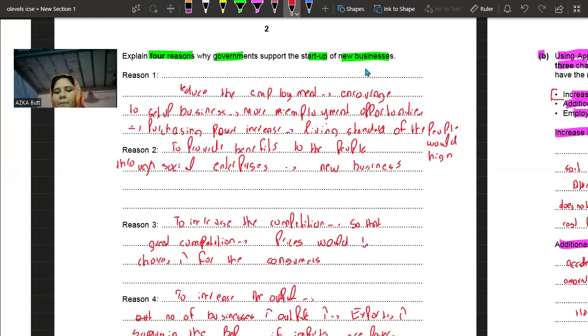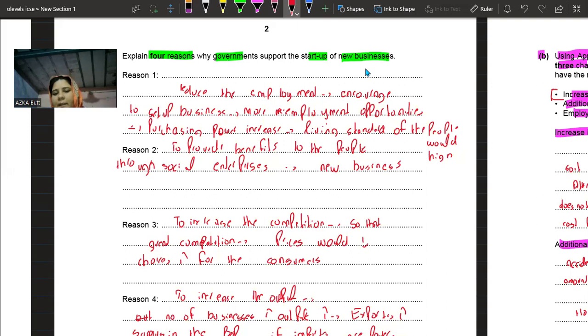Reason two can be that if there are more new businesses, they would be providing some social benefits to the people also, which is basically an aim of the government. Just remember one thing, that whenever government is supporting new businesses, they just want to accomplish their aims behind that. Because we know what the aims of the government are: getting a stable economy, economic growth, reducing the unemployment rate, increasing the living standard, improving the balance of payments, increasing the exports, reducing the imports.